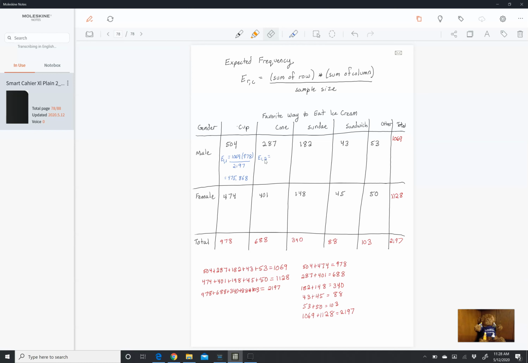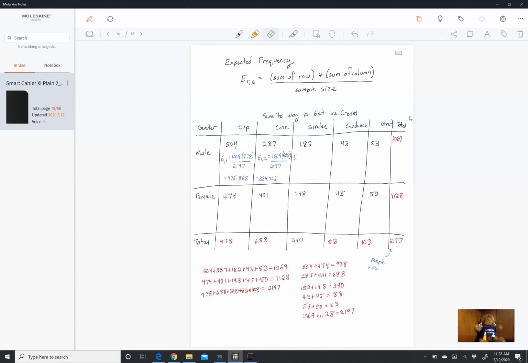And this one, the sum of the row is 1069 again. But now the sum of the column is 688. And again, we divide by 2197. So this here is the sample size. That's the sum of everything. If you take all of these numbers in the middle that are in black and you add them all together, we get 2197. So in this one, we get 334.762.